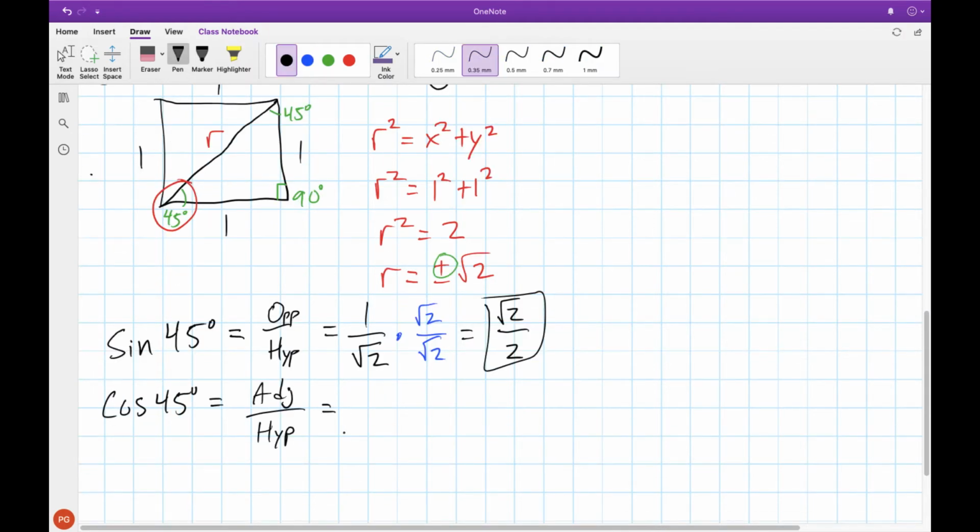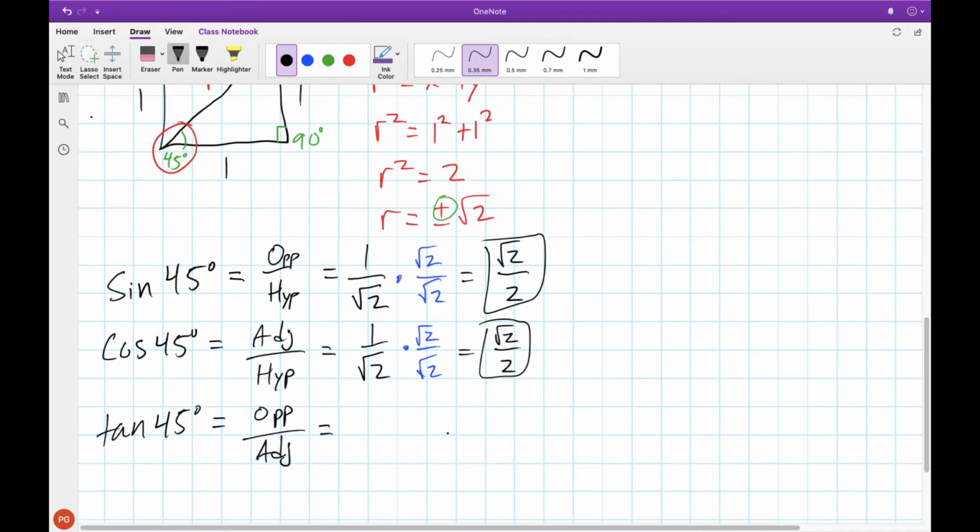For cosine, it's going to be our adjacent side over the hypotenuse. Our adjacent side is also 1. Our hypotenuse is still root 2, which we can, again, do the same thing as we did up here: rationalize the denominator to get root 2 over 2. For tangent, it's opposite over adjacent. In this case, both our opposite and adjacent sides are equal to 1. 1 over 1, tangent 45 is equal to 1.